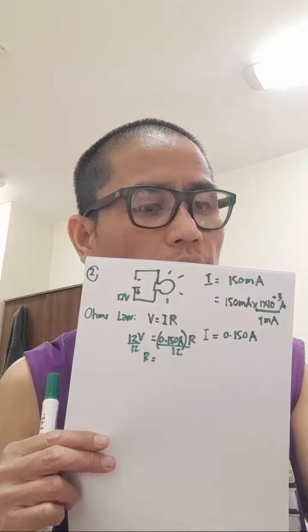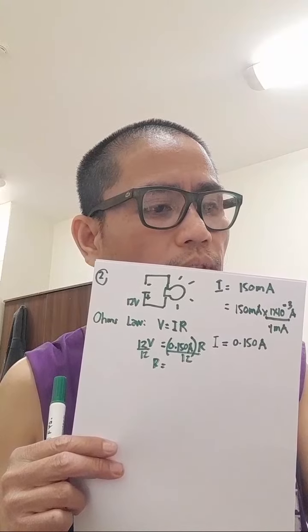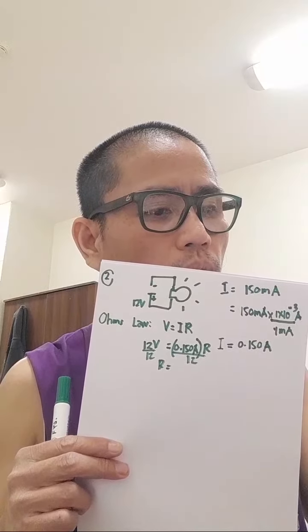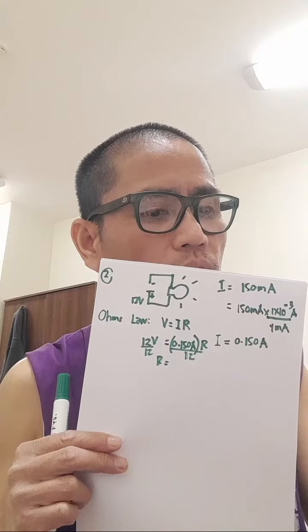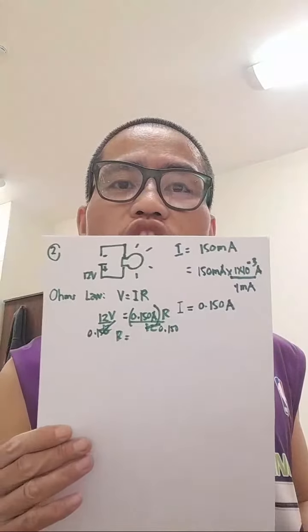Divided by 12. 0.150 divided by 12 is equal to 0.0125. Resistance, okay, so resistance is equal to 12 divided by 0.150. Sorry, it's not 12, it's 0.150, because we need to cancel out the unit of the resistance. Okay?